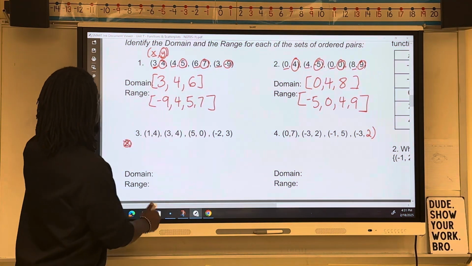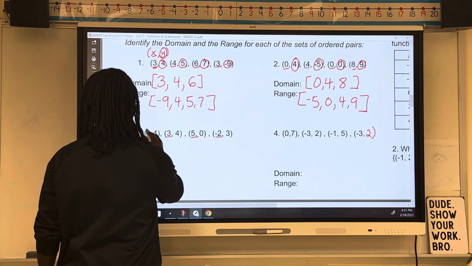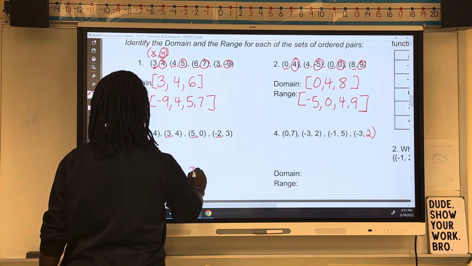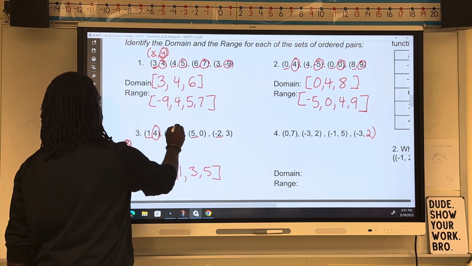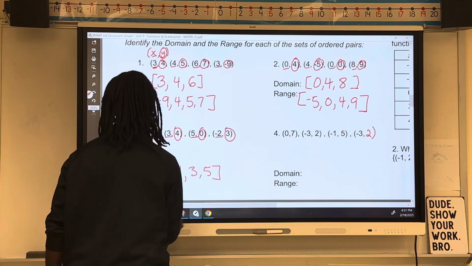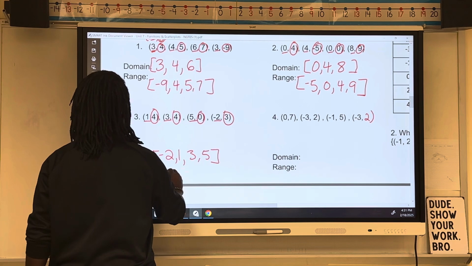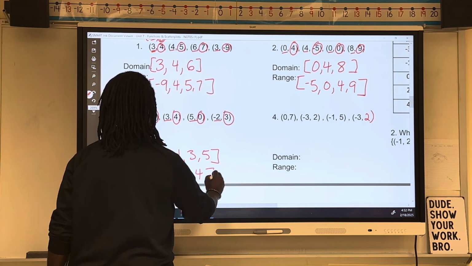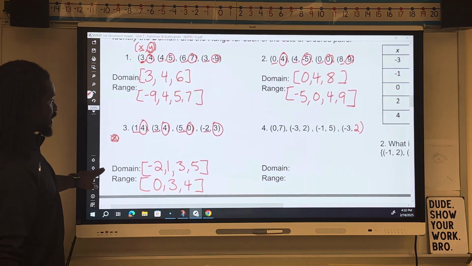All right, so the domain, okay, domain, we have -2, we have 1, we have 3, we have 5, okay, that's my domain. Then for my range, all of my y values, okay, we have 0, we have 3, and we have 4, okay. All right, so those are the range.